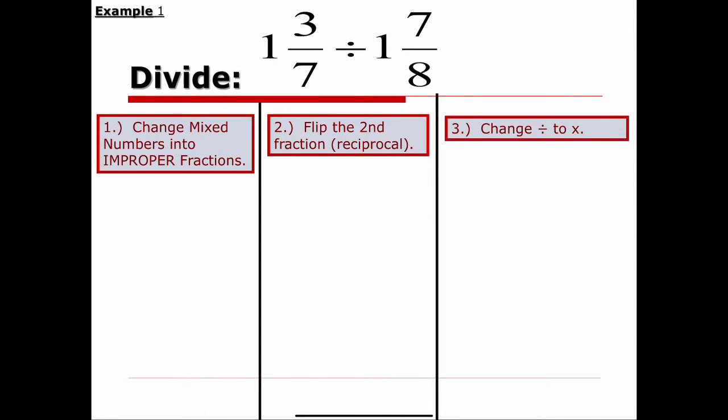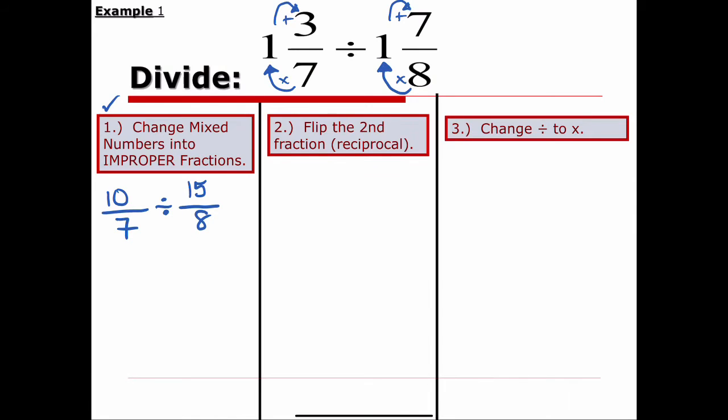Okay, so our first example here involves 1 3/7 divided by 1 7/8. Let's follow the steps here. The first step is to change the mixed numbers into improper. So 1 3/7 is going to change into 10/7 because you multiply 7 times 1 is 7, and then add the 3. That makes 10. Divided by, and change that into improper as well. So 8 times 1 is 8, and then 8 plus 7 is 15.